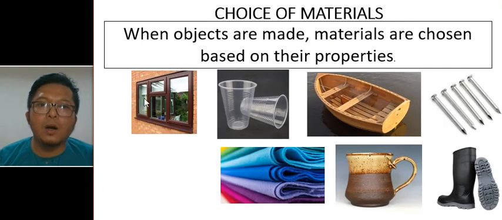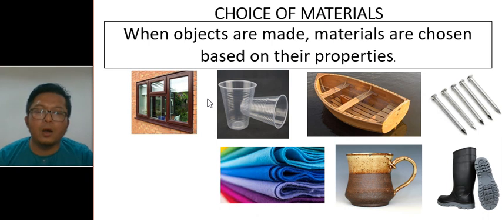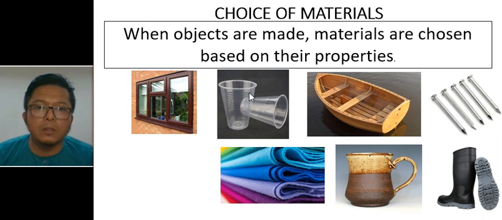Like this one. Why do they choose glass for windows? Why do they choose plastic for cups? Why do they choose wood for boat? Why do they choose metal for nails? And why do they choose fabric to make clothes? Why do they choose ceramic for this one? For what is this? Jug. And why do they choose rubber for rubber boots?